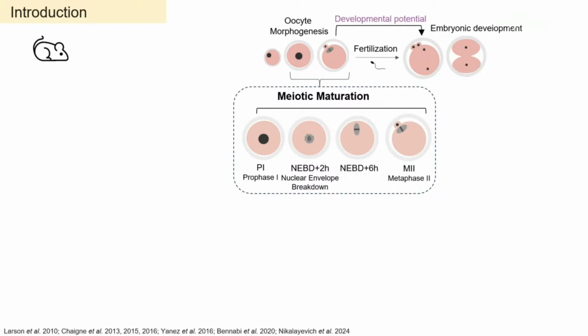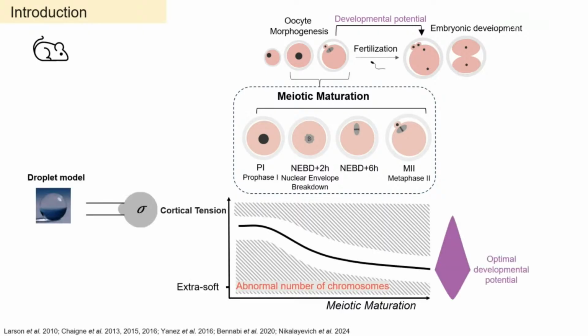It has been shown that a key parameter that affects the developmental potential during this phase is the cortical tension of the cells. It has been measured with the micropipette aspiration technique, where we model the cell as a droplet with a surface tension. The surface tension is the energy required to increase the surface area of the cells. And it has been shown that the cortical tension decreases during the meiotic maturation and needs to be tightly gauged to ensure an optimal developmental potential.